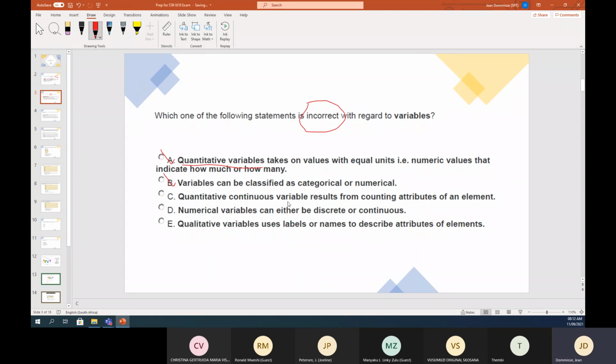Quantitative continuous variable results from counting attributes of an element. So that's the incorrect one, because continuous means you are measuring something. So that is wrong.